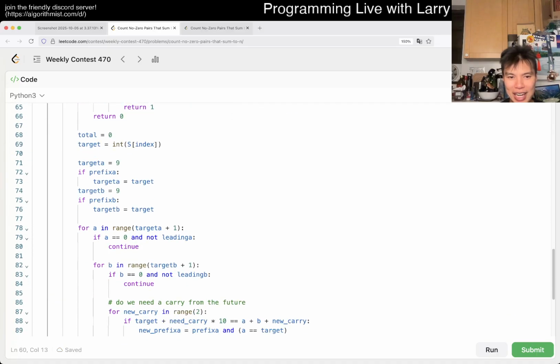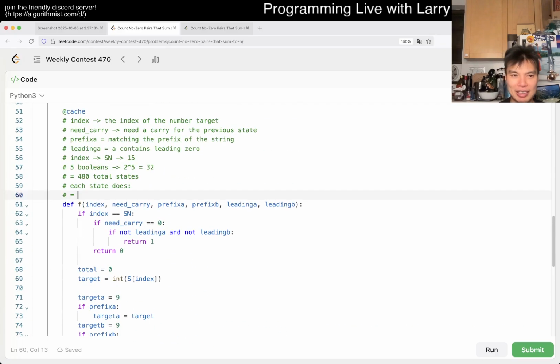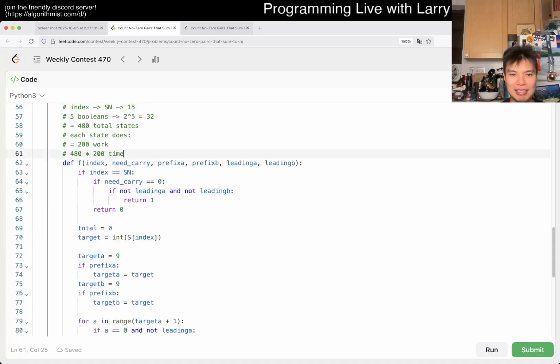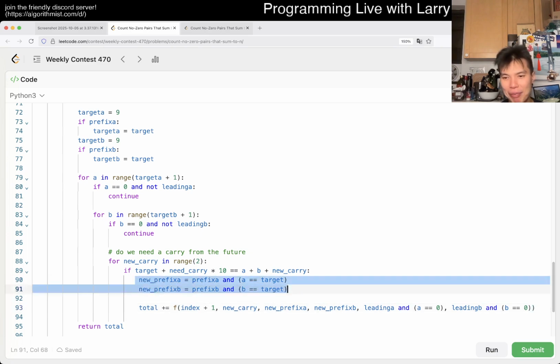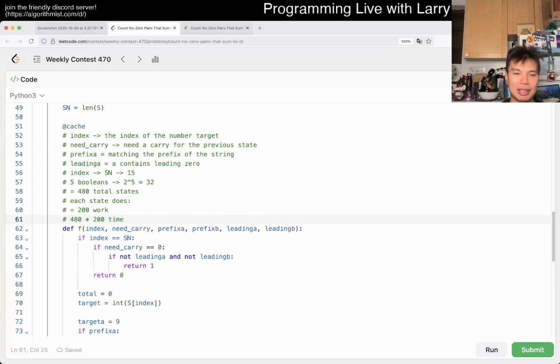Well, this goes up to 9, this goes up to 9, this goes up to 2, so this is only 200, right? 200 work. So at most this is going to be do, right? Time. And that's it. And these are like very cheap operations, right? Maybe you could say function calls in Python, but whatever. These are cheap operations, so that's why this is my estimate.